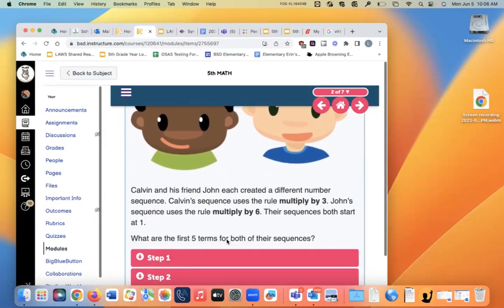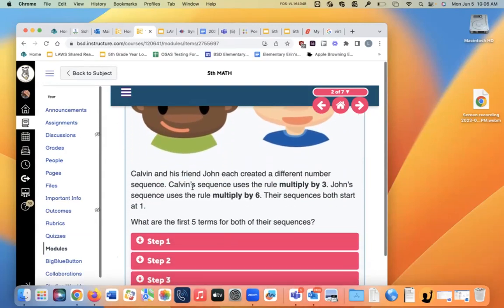Example 2. They each created a different number sequence. Calvin's sequence uses the rule multiply by 3. John's uses the rule multiply by 6. Multiply this time, so be careful of the operation they ask for. They start at 1. What are the first 5 terms? If you start at 1 and you multiply by 3, 1 times 3 is 3, right? 3 times 3 is? 9. 9 times 3?